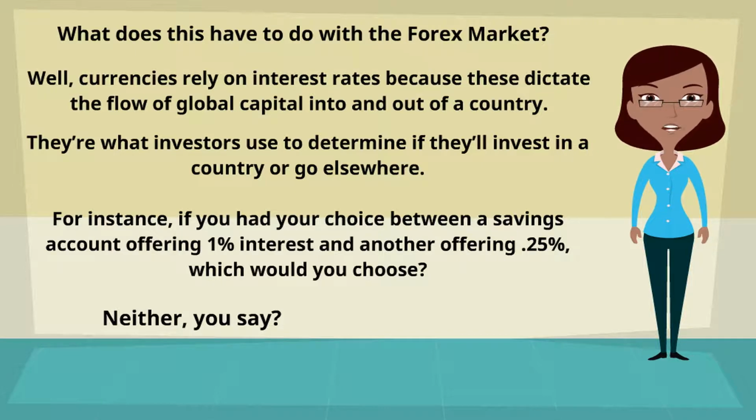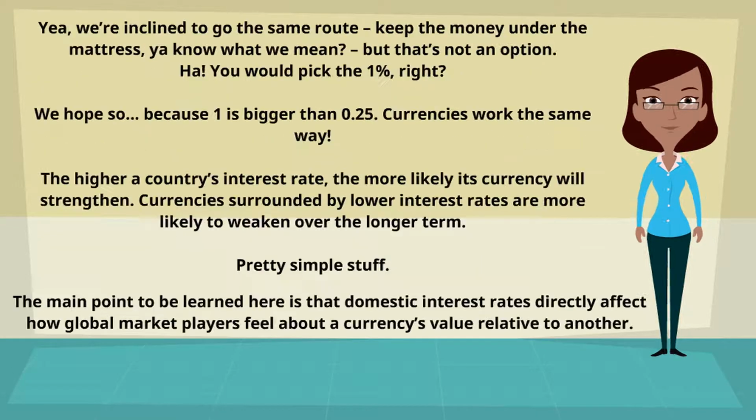For instance, if you had your choice between a savings account offering 1% interest and another offering 0.25%, which would you choose? Neither, you say? Yeah, we're inclined to go the same route, keep the money under the mattress, you know what we mean? But that's not an option. Huh? You would pick the 1%, right? We hope so. Because 1 is bigger than 0.25. Currencies work the same way.